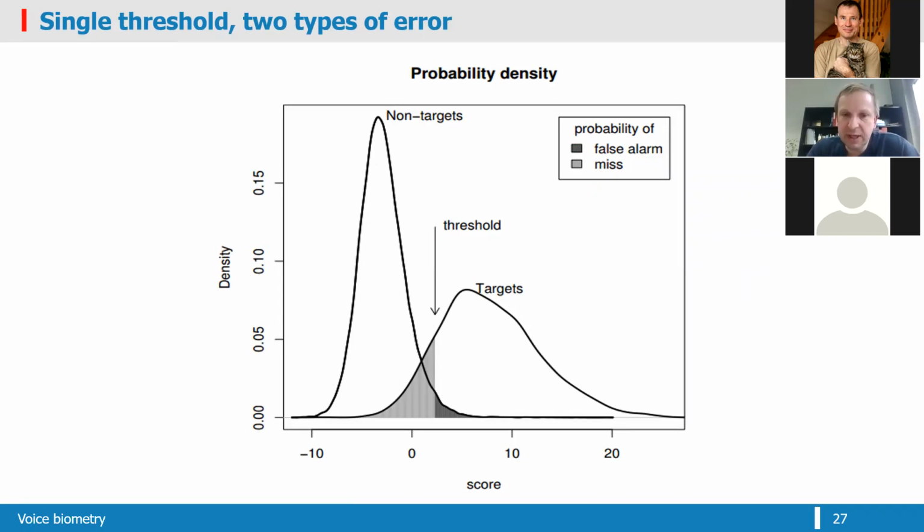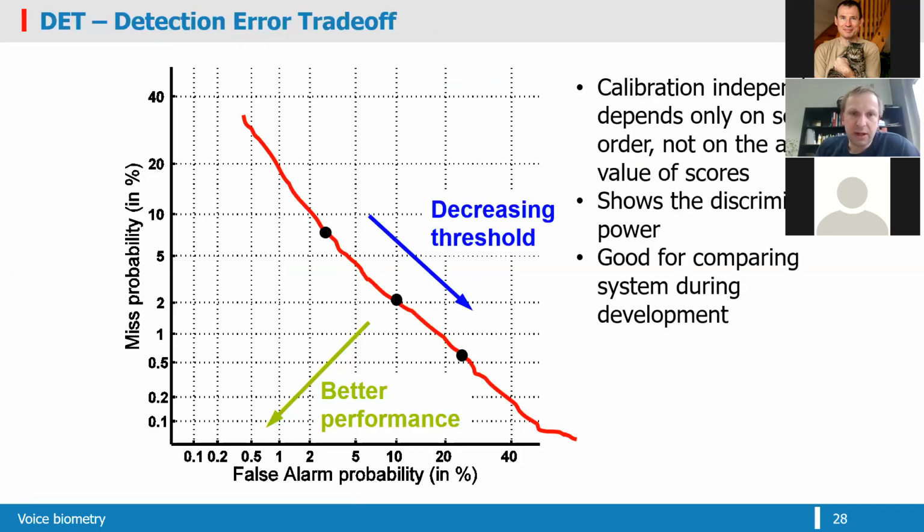So we can have the probability distribution of these two cases, and we can draw the probability of false alarm and probability of misses in one graph. The graph is called detection error trade-off. It's something like ROC curves, but with different scale on the axes, and you can see that if we change the threshold, we are getting a curve. If the curve is closer to the origin, then we are getting a better system.